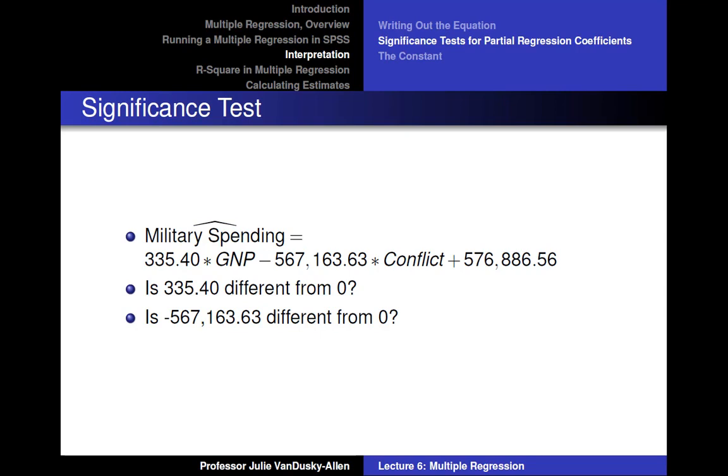Recall that our regression equation was military spending hat equals 335.40 times GNP minus 567,163.63 times conflict plus 576,886.56. So we want to know if 335.40 is different from 0, and we want to know if negative 567,163.63 is different from 0.